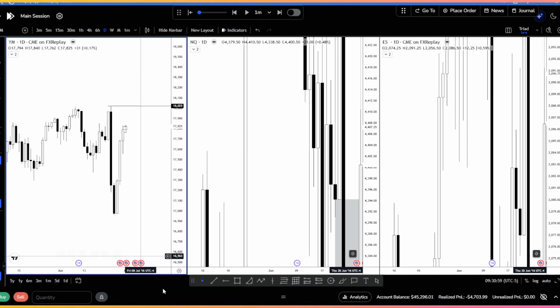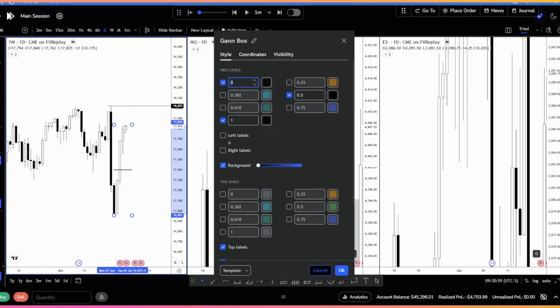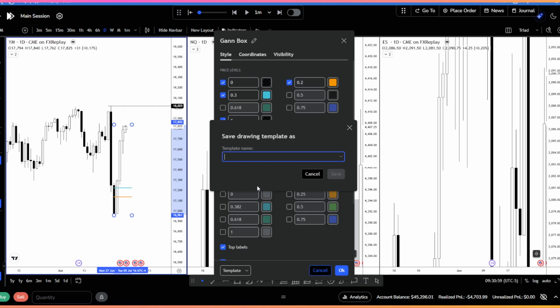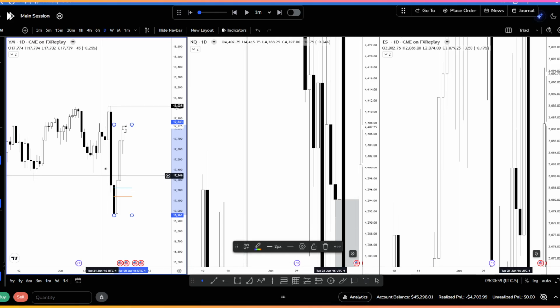TGIF also can be the play here. If I want to play to 20 or 30% of this range, where can it be? Let's mark the 20 and let's mark the 30. Right, and let me save this as TGIF. Save. Okay.